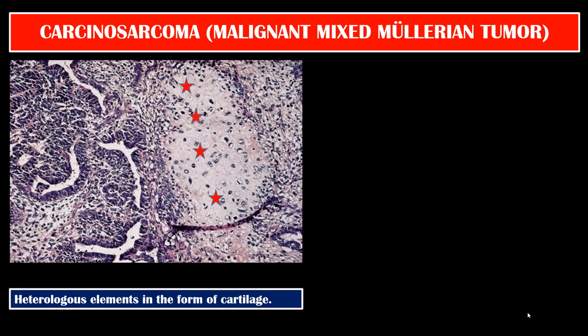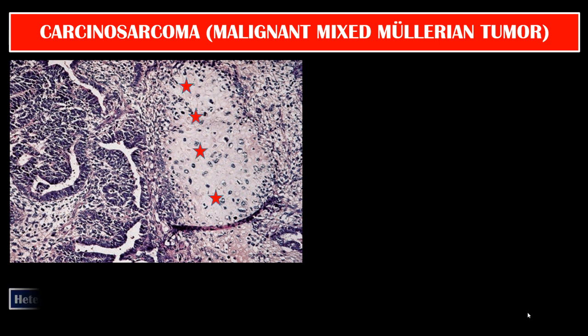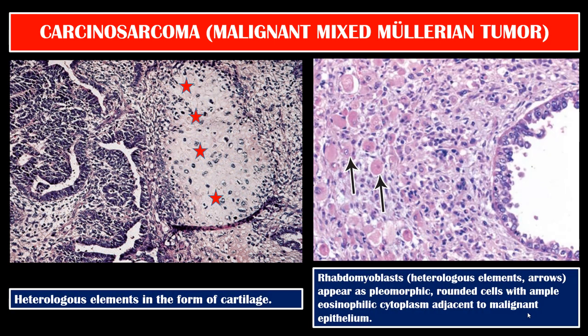Here we can see heterologous elements in the form of cartilage. Here we can see rhabdomyoblast heterologous elements, see the arrows, appearing as pleomorphic rounded cells with ample eosinophilic cytoplasm adjacent to malignant epithelium.